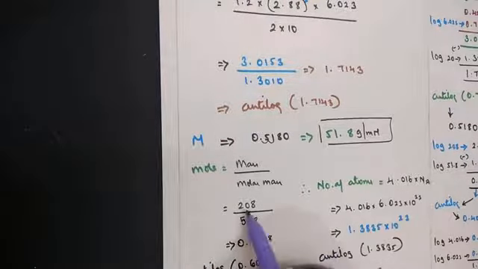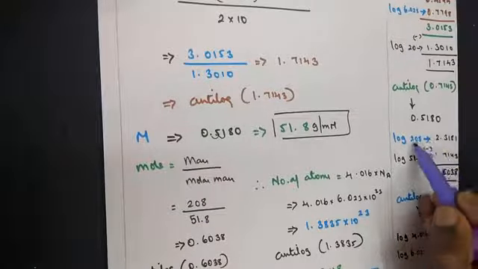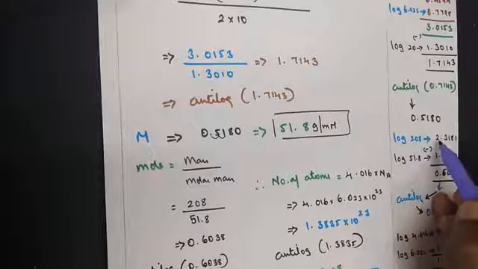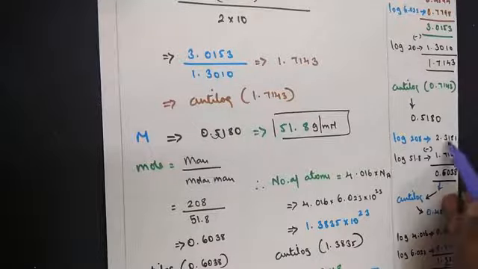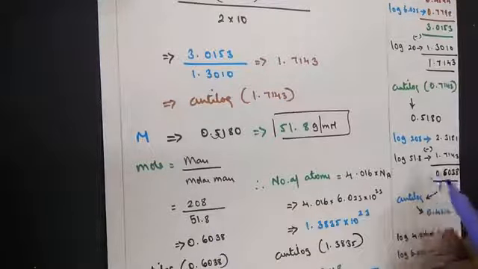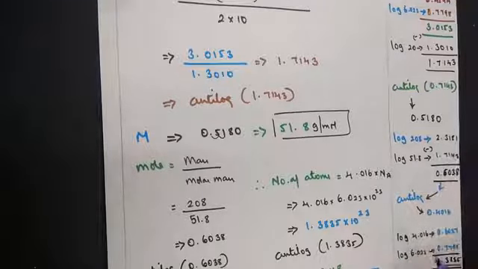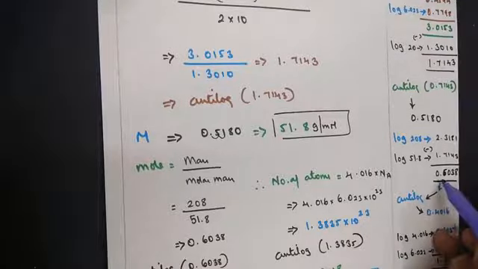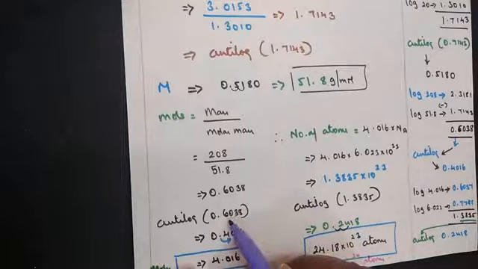So as usual, again we have to make use of the log. Log of 208, 3 digits are there. You subtract 1, you get 2 point, and calculating 20 under the 8th column, 3181. Here again it's a subtraction. Log of 51.8, 2 digits are there. You subtract 1, 1.7143. So when you subtract, you get the answer 0.6038.